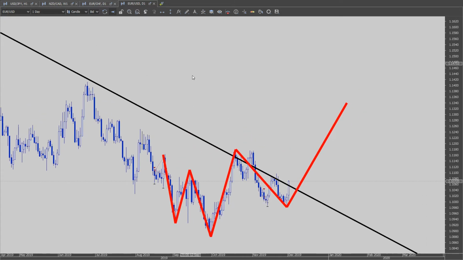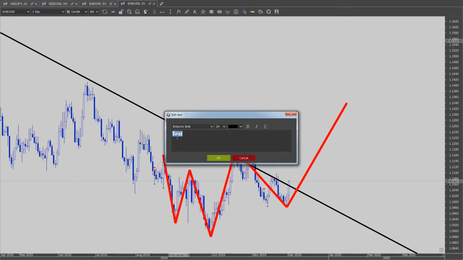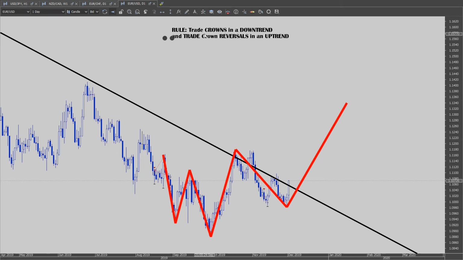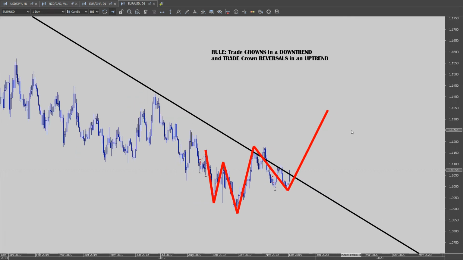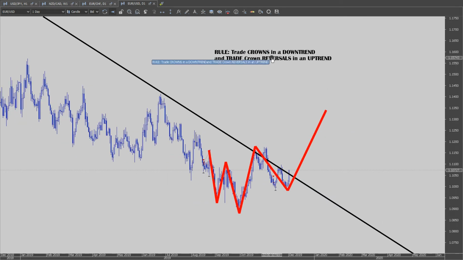Now there is one rule that I forgot to tell you. Rule for the beginner traders: trade crowns in a downtrend and trade crown reversals in an uptrend. Okay, I forgot this, everybody. So even though this is a crown reversal, we are not in an uptrend yet, everybody.